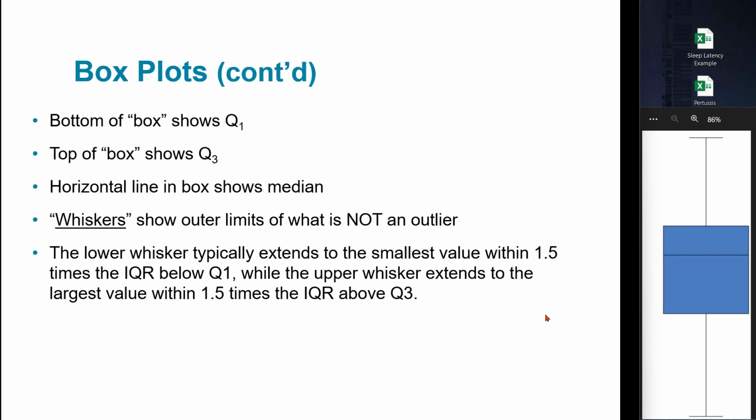The first quartile, Q1, represents the value below which 25% of the data falls, and Q1 is located at the lower end of the box. The third quartile, Q3, represents the value below which 75% of the data falls. Q3 is located at the upper end of the box.